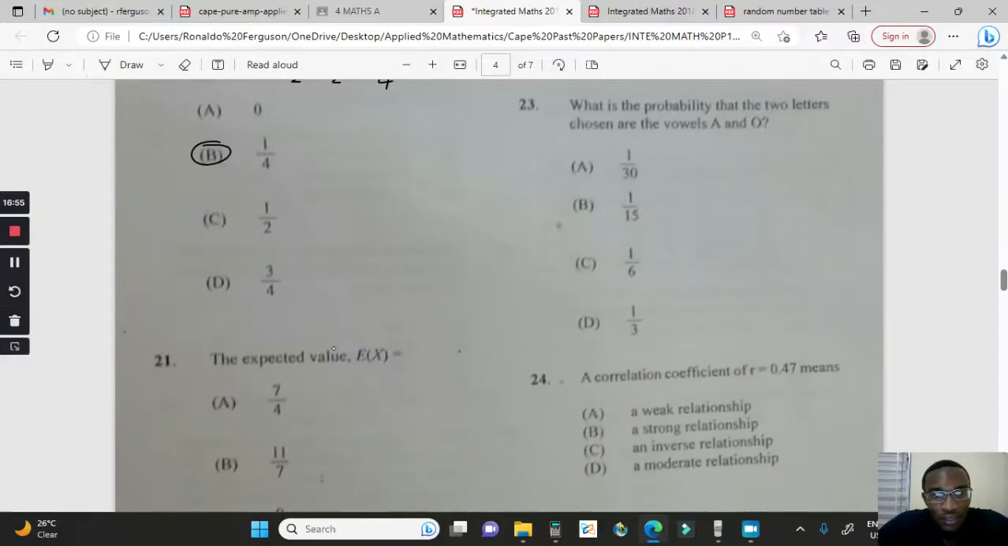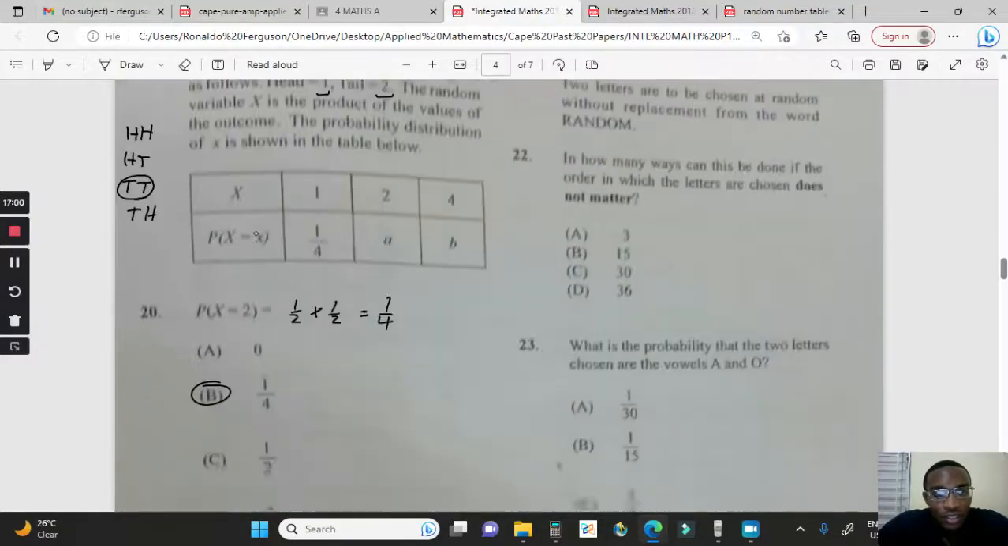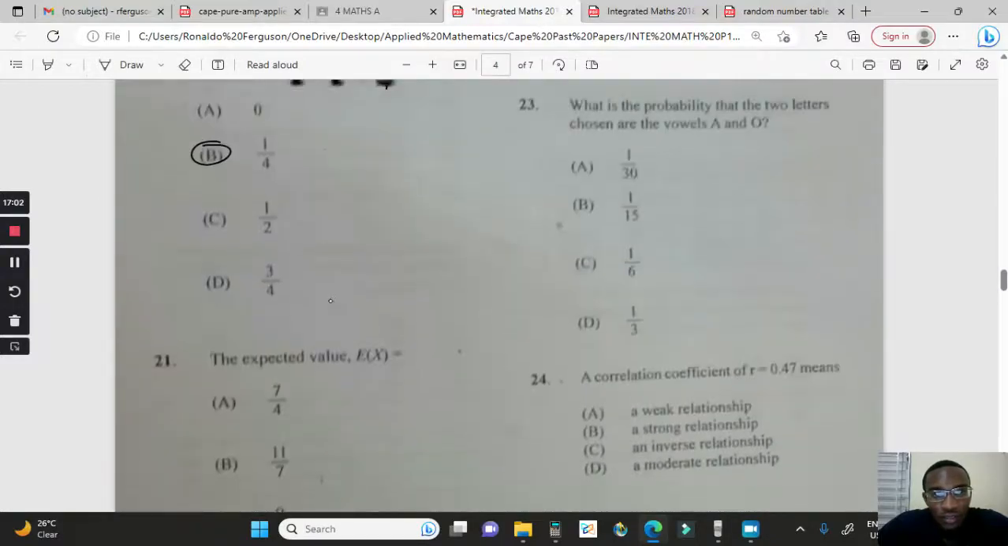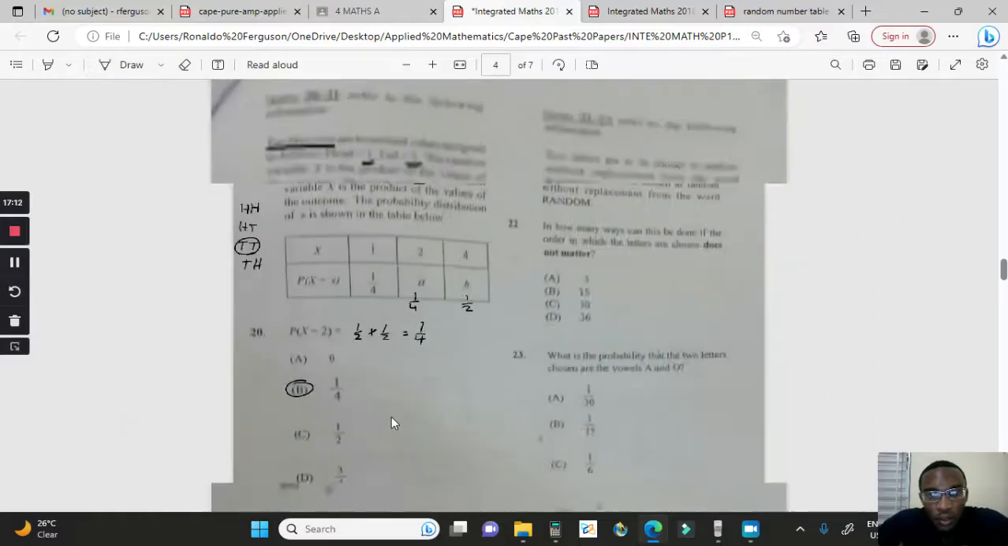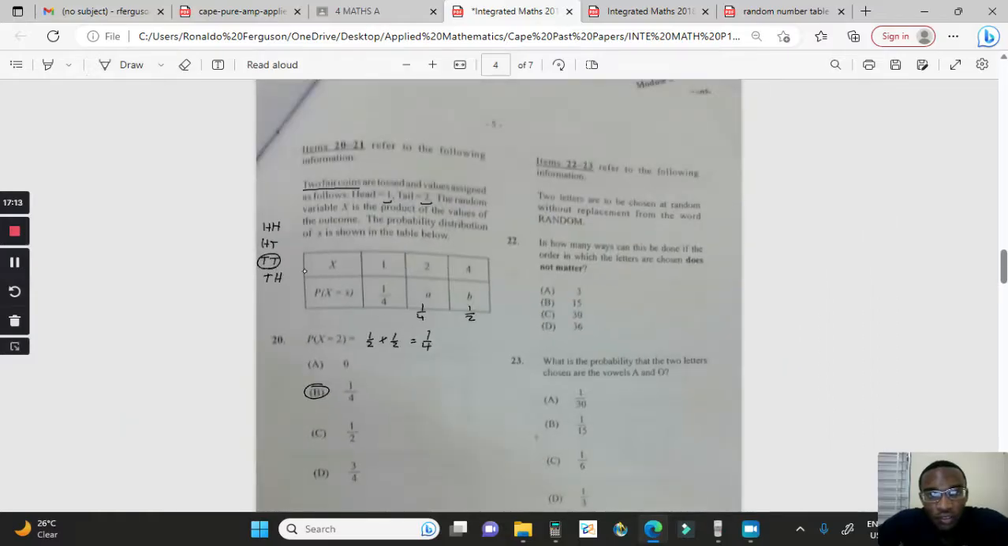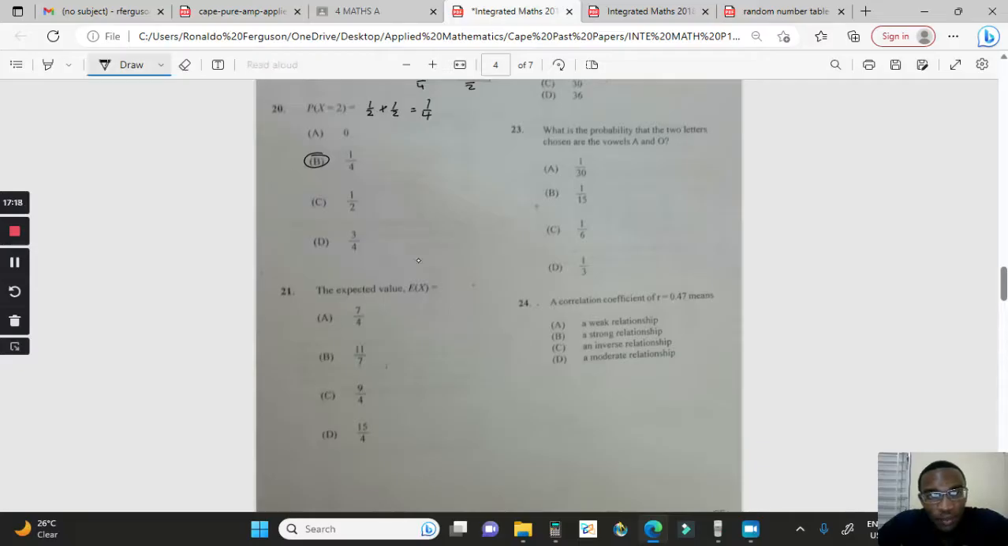Now it says the expected value of x. So now how do we work out expected value? Oh, if this is a quarter, then this is going to be a half, because it must add up to 1. But what do we need to remember? We need to remember how we find expected value. So I'll zoom out a bit so we can see again. Remember, expected value is the sum of x times the probability x equals x.